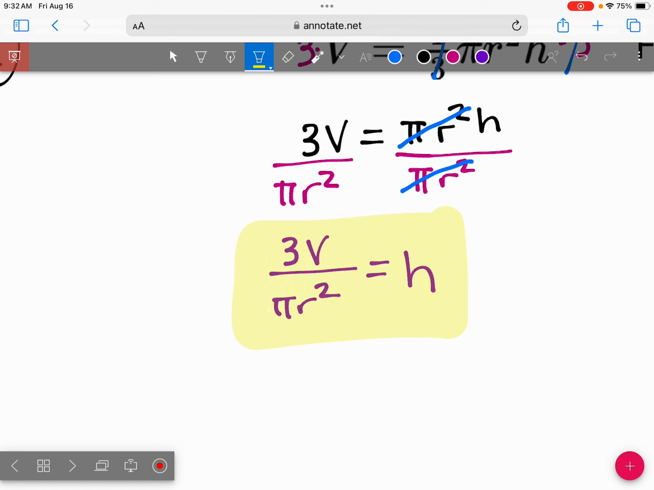So on these ones that have a whole bunch of letters, it might not look better when we're done. In fact, it might look a whole lot worse. But as long as we have the specified variable all by itself, we're there. Okay?